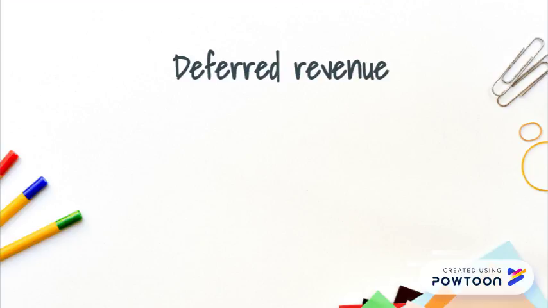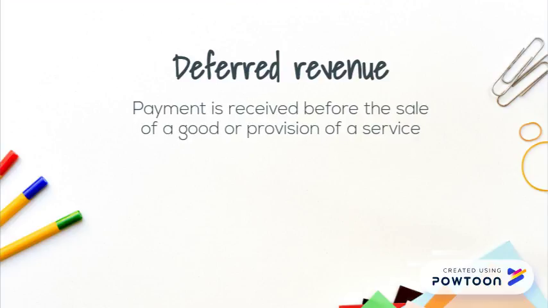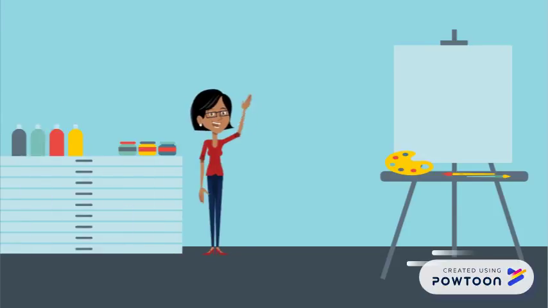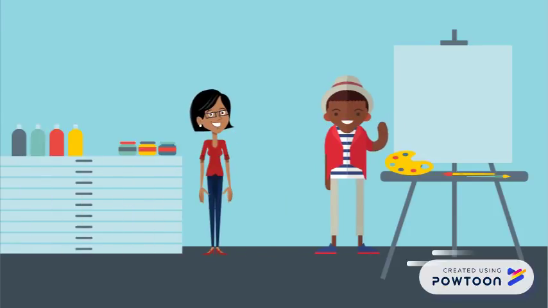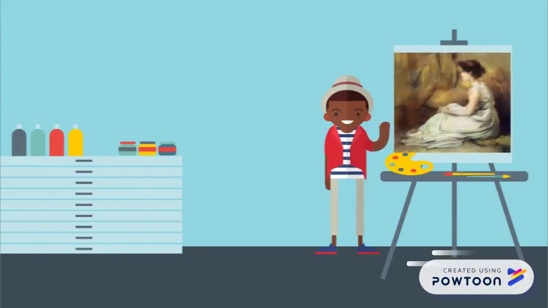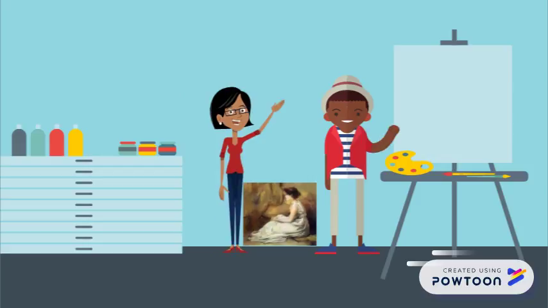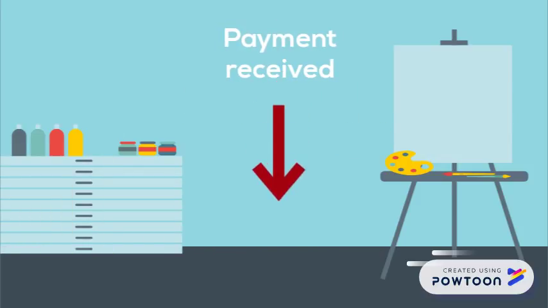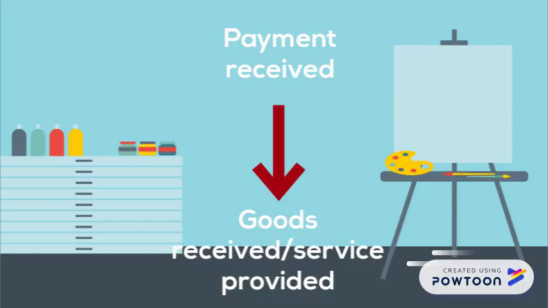The opposite of this is deferred revenue. This is where payment is received prior to the sale of the good or provision of the service. Say Chelsea hires Kevin to paint an artwork that will be hung in her living room. Chelsea pays Kevin prior to any work being started and simply collects the painting when Kevin is done. This is considered deferred revenue as payment was received before the revenue generating actions occurred.